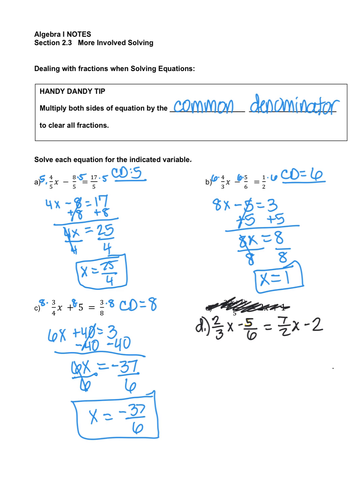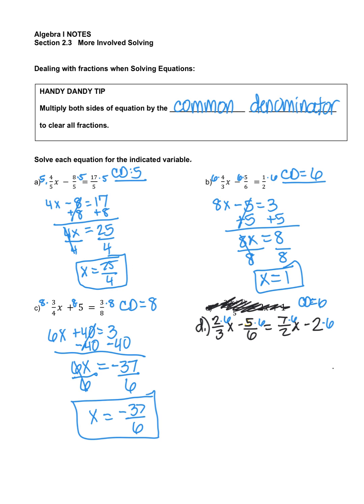Let's go ahead and do D. We have 2 over 3x minus 5 over 6 equals 7 over 2x minus 2. We have to find our common denominator, and we know 3 times 2 is 6, so we can definitely say 6 would be a common denominator here. We multiply each number and fraction by 6.